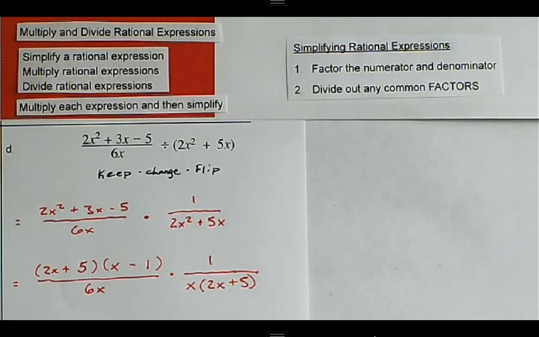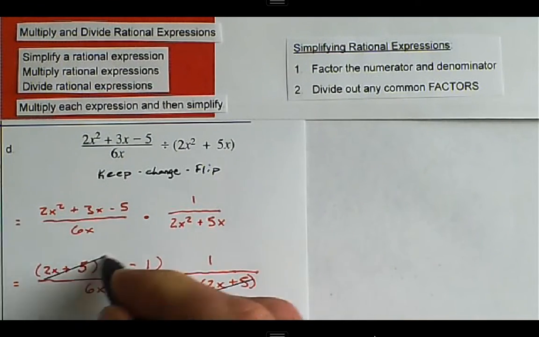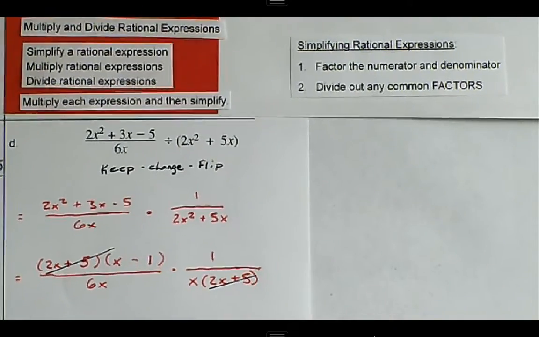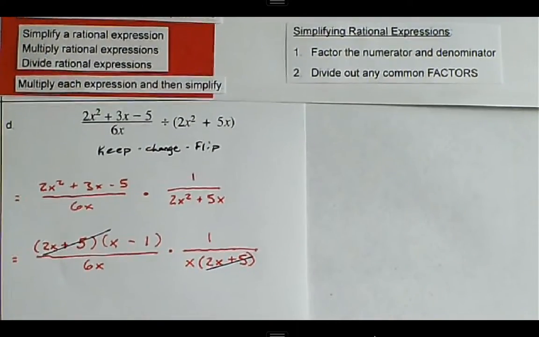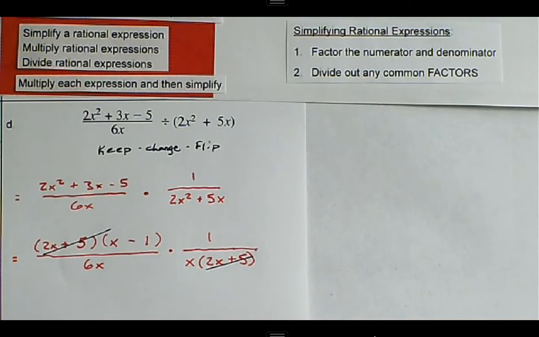And now we can cancel some common factors. We have the 2x plus 5 and the 2x plus 5, and those are all the common factors that we have. And so what we can do is just finish writing it in simplest form. x minus 1 times 1 is just going to be x minus 1, divided by, and then we have 6x times x, which is going to be 6x squared.